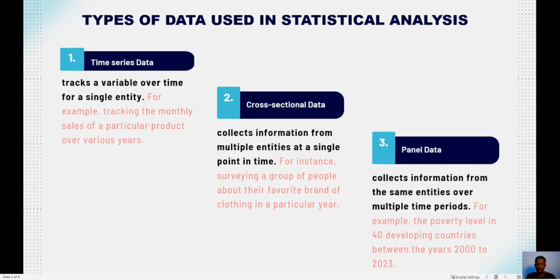And the third one is panel data, whereby you collect information or data from multiple entities or persons over multiple time periods. For example, trying to fetch data on poverty level in 40 developing countries between the year 2020 to 2023. In selecting the appropriate research method, there are diverse factors to be considered.